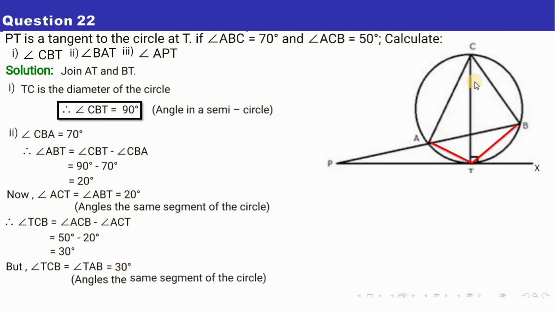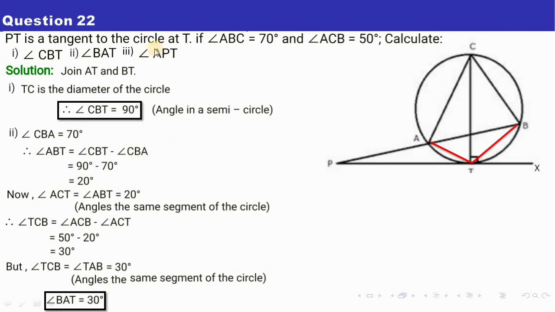And we know that TCB, just now we showed, is how much? 30 degree. So that's why this TAB will also be how much? 30 degree. So our aim is to find BAT. BAT means this angle, or you can call it TAB as well. So what's the answer for me? Angle BAT turns out to be 30 degree. So this is my second answer.